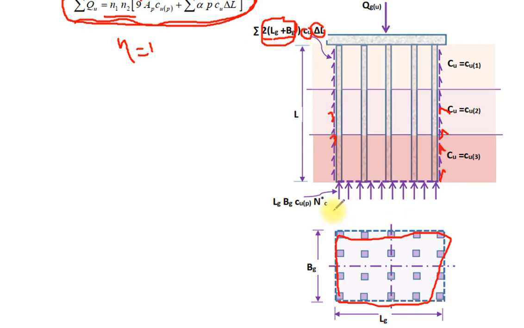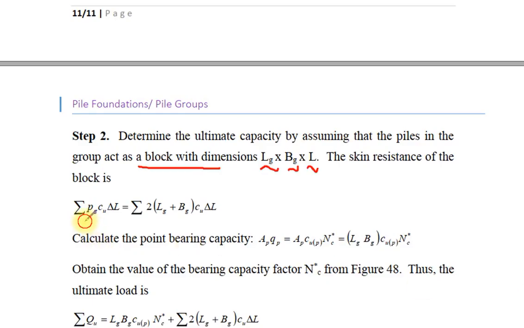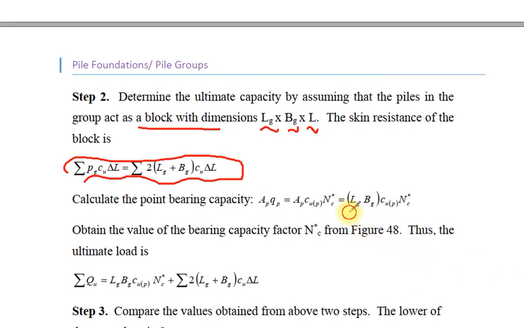With respect to point resistance, the undrained cohesion multiplied by NC multiplied by the area LG by BG. This is the skin friction. And this is the point resistance, LG multiplied by BG, the undrained cohesion multiplied by NC star. Obtain the value of the bearing capacity factor NC star from the following figure.